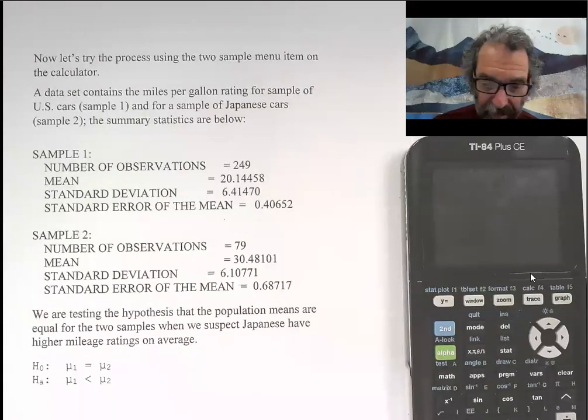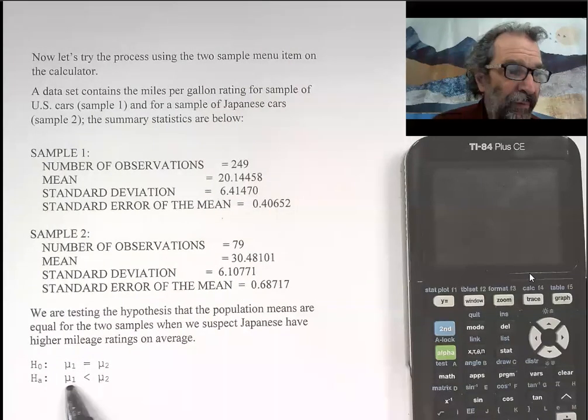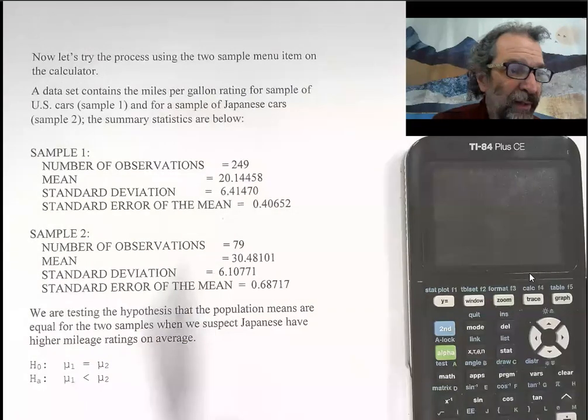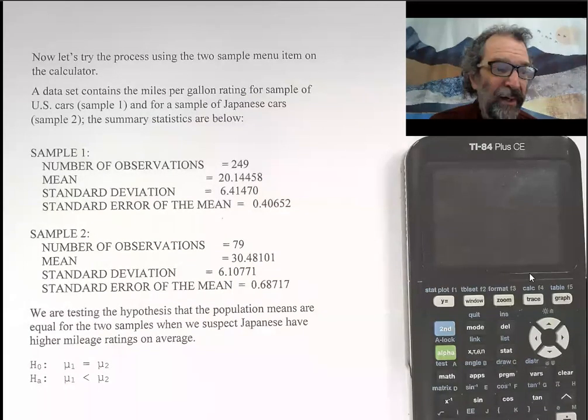So here's the null hypothesis, that the two means are equal. Here's the alternative: mean of 1 is less than mean of 2 long-term. That's not just the sample mean; the population mean is what these things refer to. So we've sampled all the cars. What would the mean be for the two groups? Could they be equal, or is the first one pretty well guaranteed to be less than the second one?